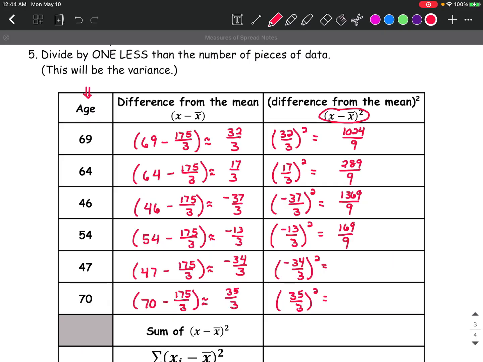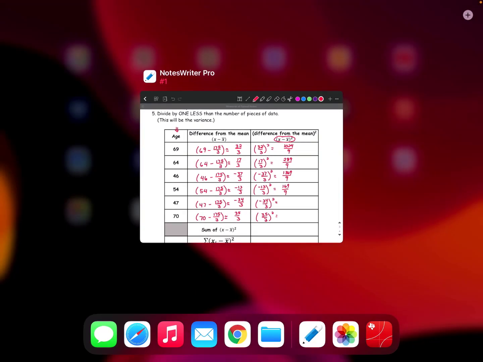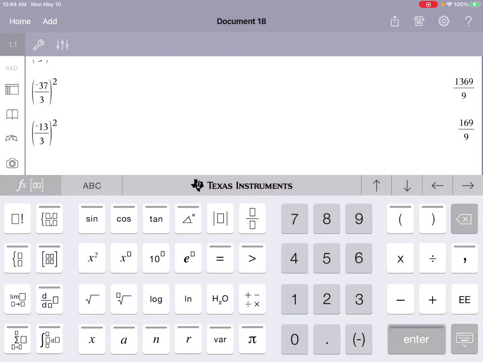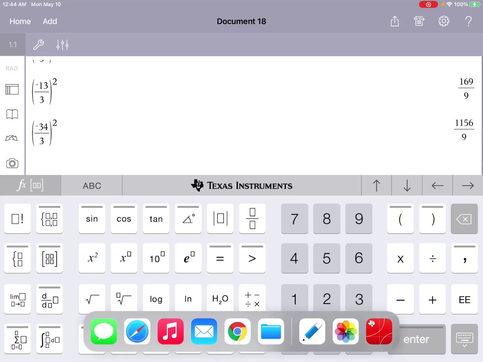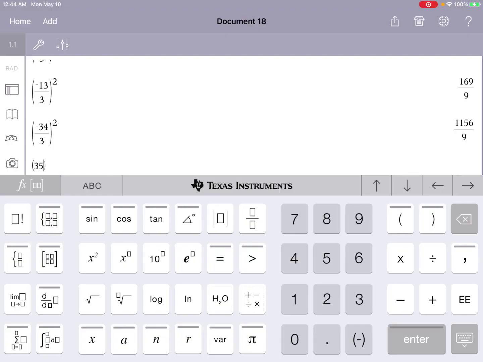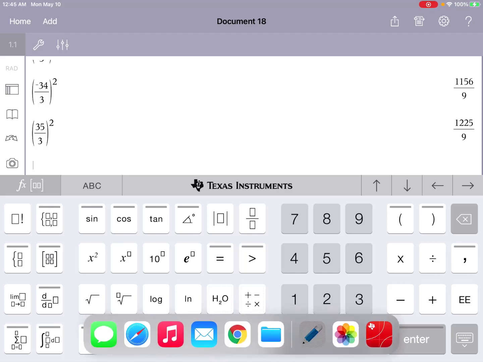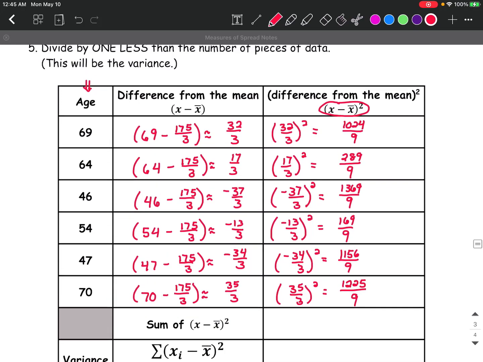This is fun stuff, right? Ay, ay, ay. If we have to do this on every problem, this is going to get insane. We'll get like 2 done in an entire period. Now we need negative 34 divided by 3, close it, squared. And you guys are sitting there going, oh my gosh, Mrs. Williams, there's got to be a better way. 1156 over 9, and then 35 divided by 3 squared, and we get 1225 over 9. Phew, okay, we squared them.